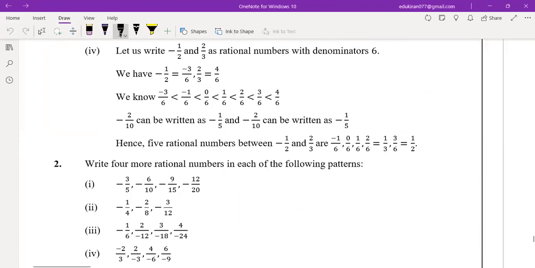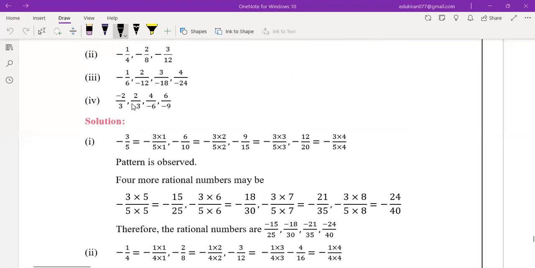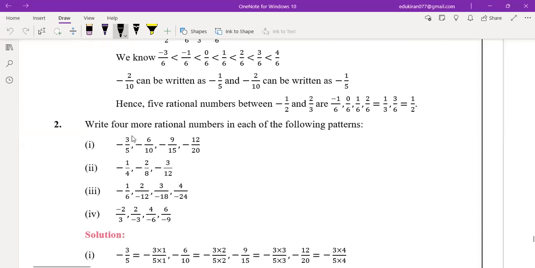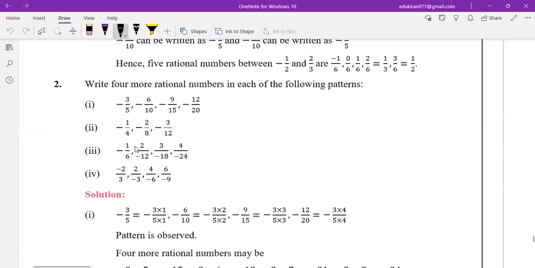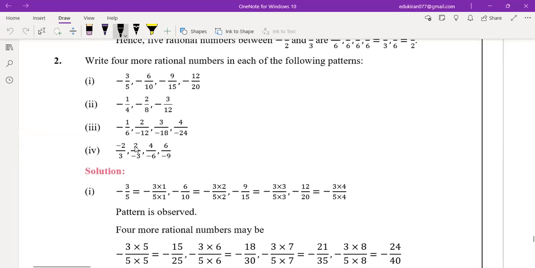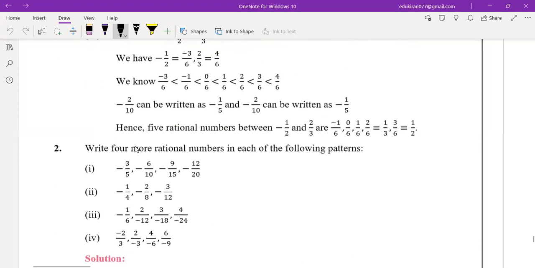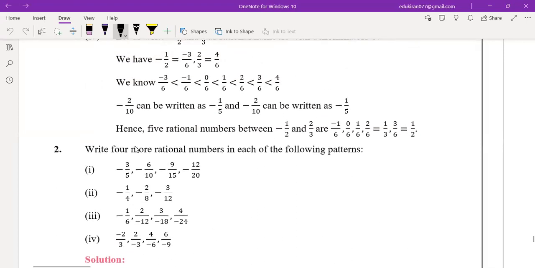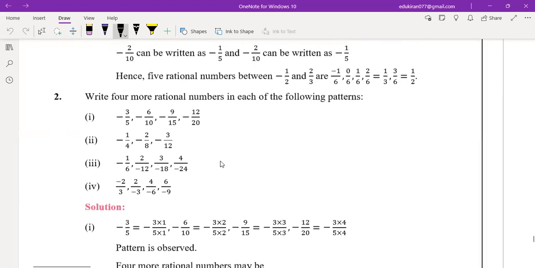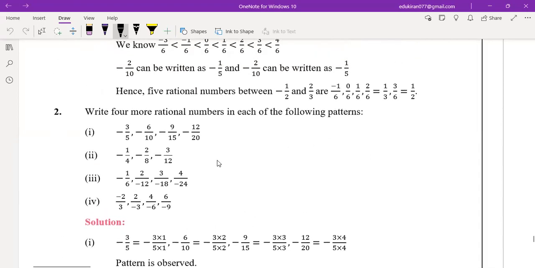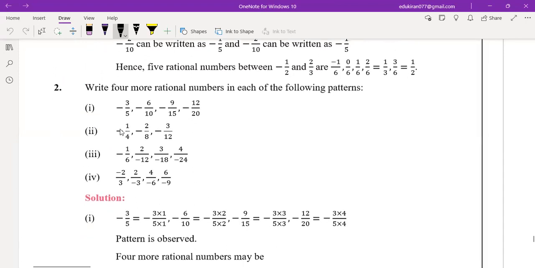How to find the equivalent fractions over here? I think you can take any number and multiply both with that. So over here, the pattern is 5, 10, 15, 20, 25, like this. You will follow the pattern. And over here, 3, 6, 9, 12, you know the pattern.